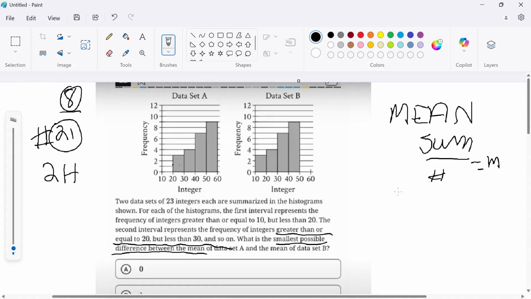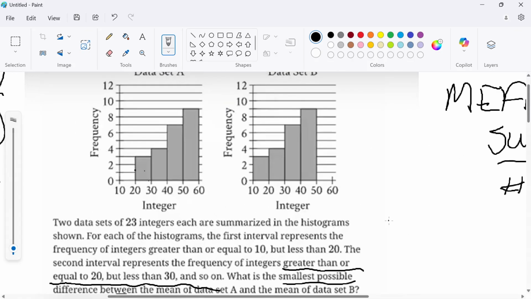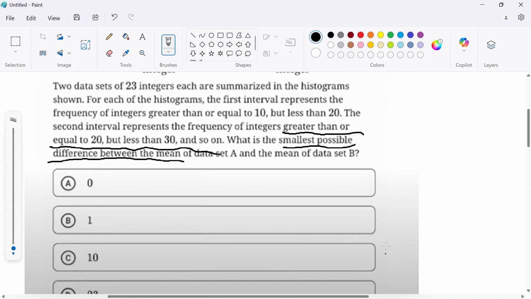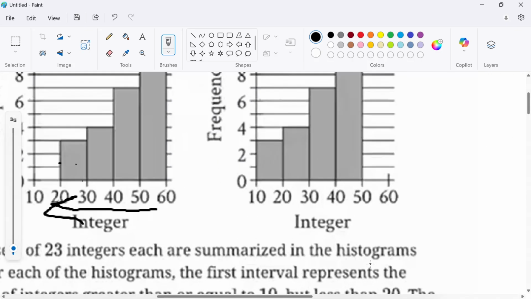I can highlight that. And then I'm looking at these histograms. I see that this one, B, is just A shifted over. It just shifts it over. I'm not quite sure, but I will start writing some things. The second interval represents greater than or equal to 20 but less than 30. So it's greater than or equal to, and then it's less than, so I'll put an open circle here to let myself know it doesn't go to the highest value.